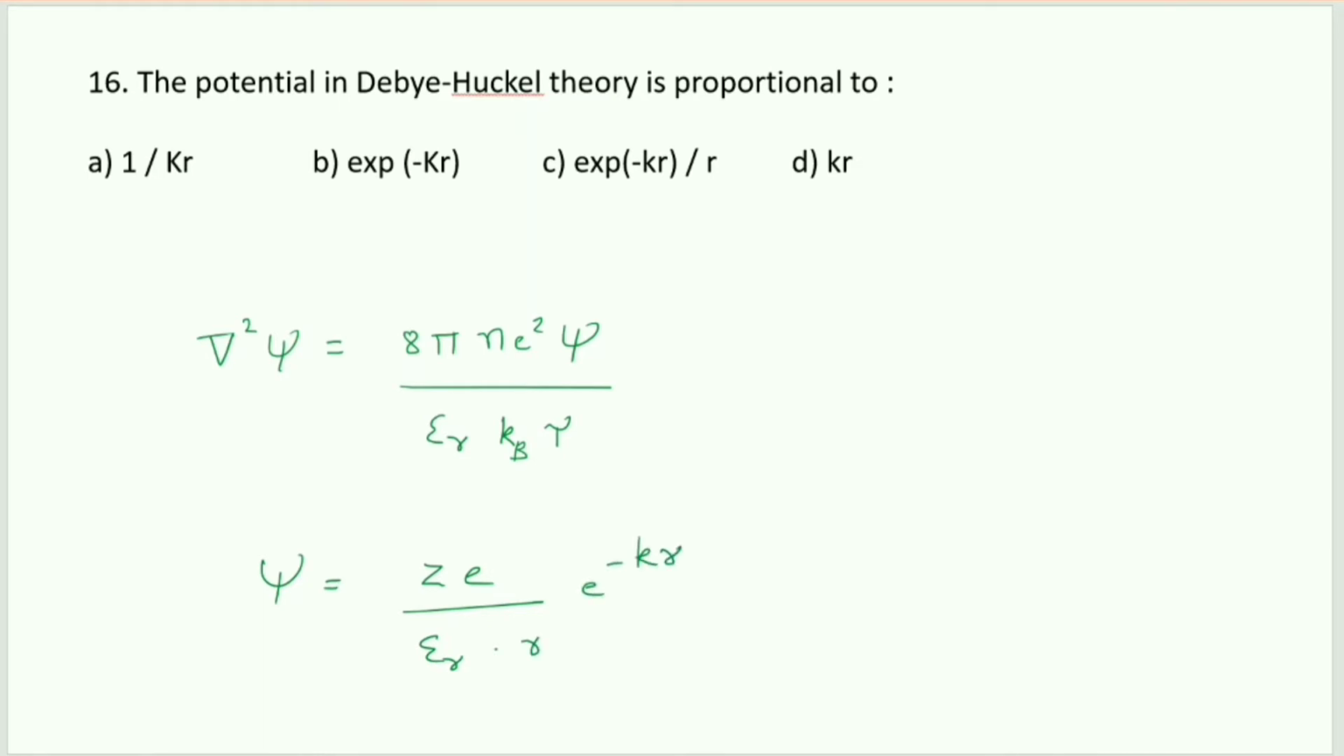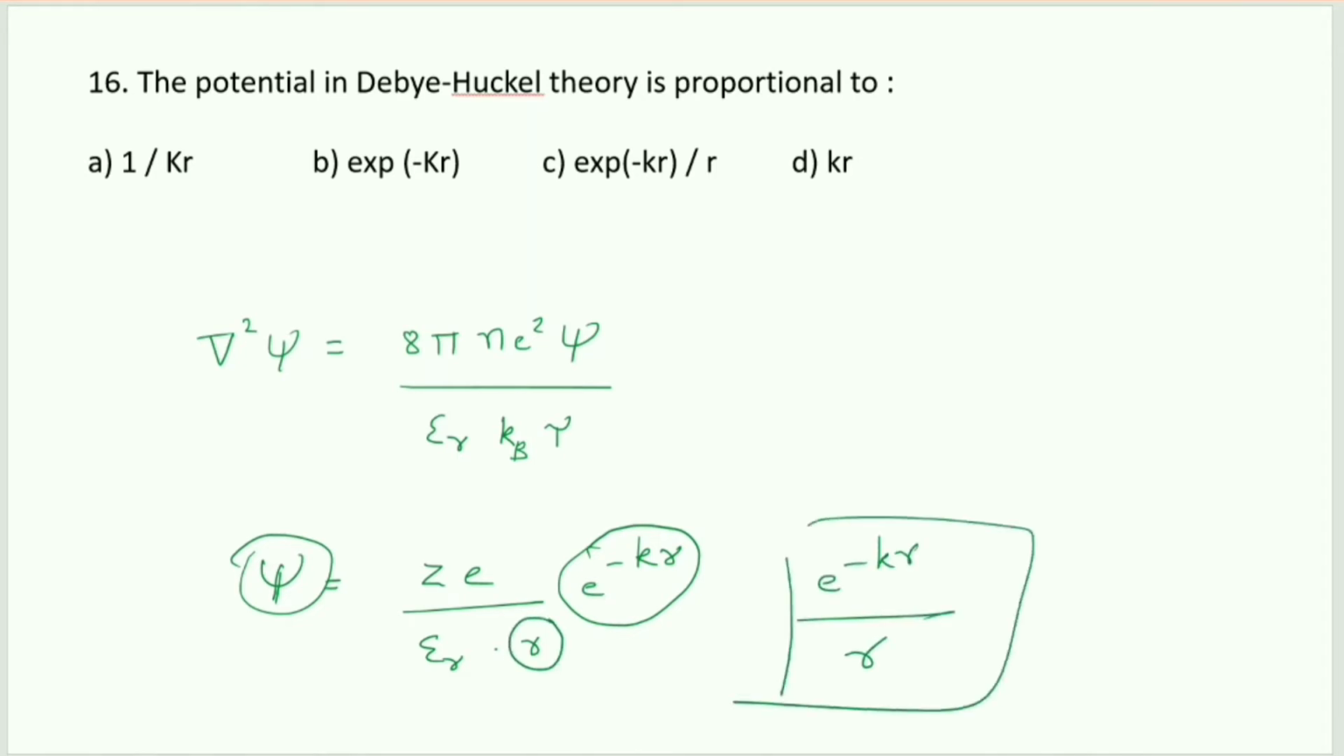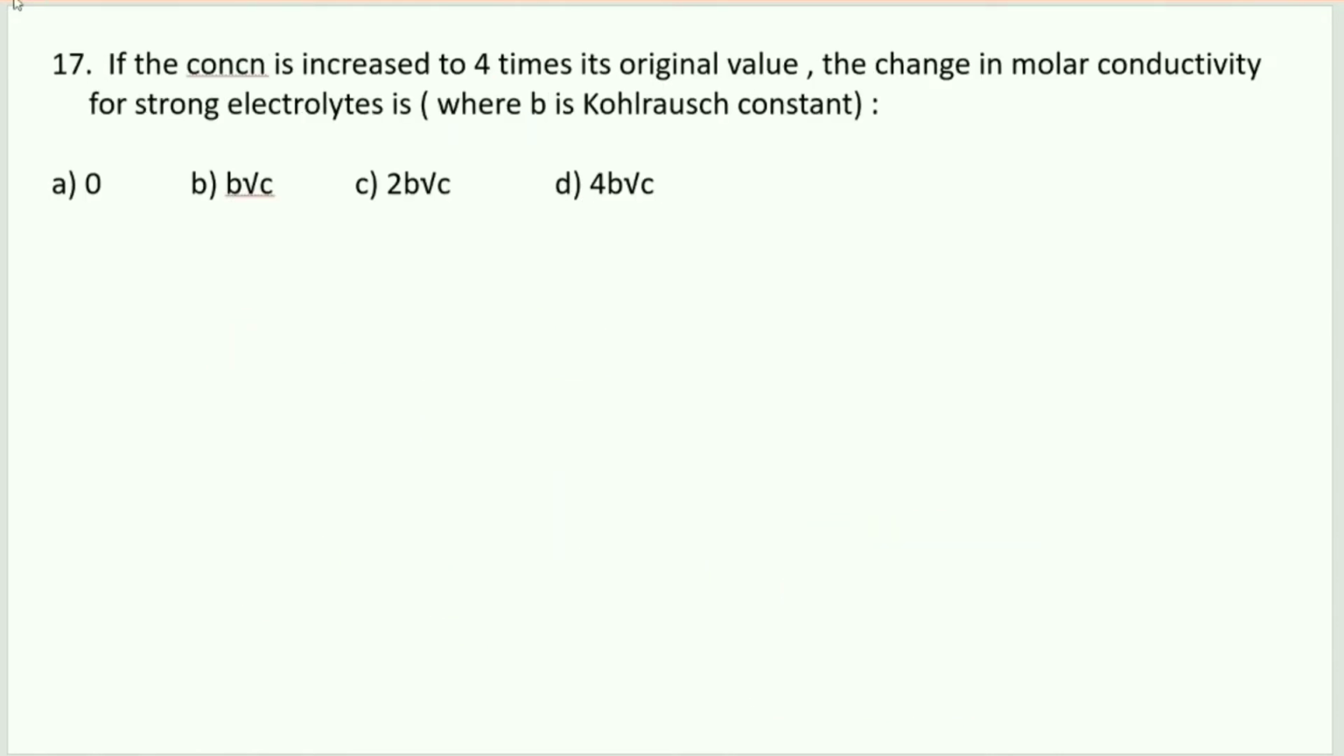So the potential is what? Ze by epsilon r into r, e raised to minus kr. From this equation you can easily see the proportionality: e raised to minus kr by r.